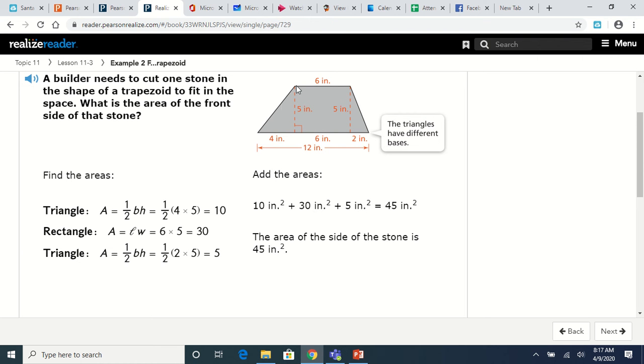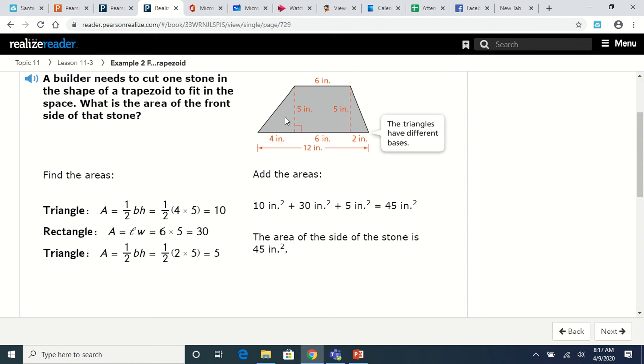Now, let's look at this one triangle here. And they have it set up. You can see it right here. So, base, which would be 4 inches from this line to the end. So our base of this triangle would be 4. Our height would be 5. So, our formula, 1/2 base times height, or base times height divided by 2. 4 times 5 is 20. 20 divided by 2 would give me 10 inches squared.